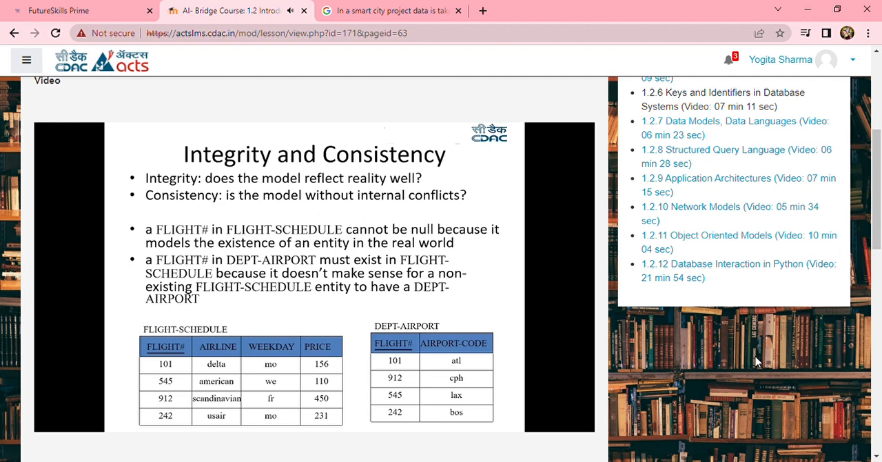That is, a common way of capturing the data from the beginning. So a flight departure airport must exist in a flight schedule, because it doesn't make sense if the flight schedule doesn't have an entry in the entity model over here. So that talks about integrity and consistency. That means there should be connectivity between the databases whenever you look at two different data sources, and the consistency should exist there.